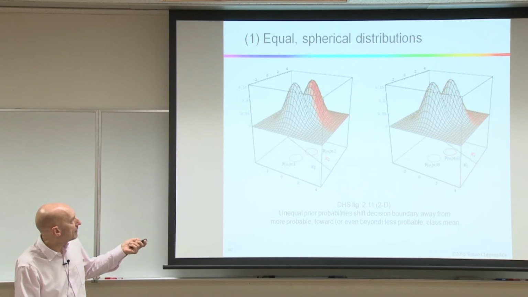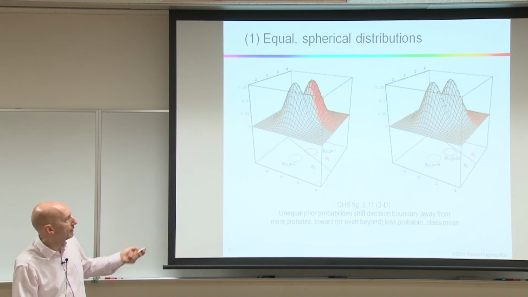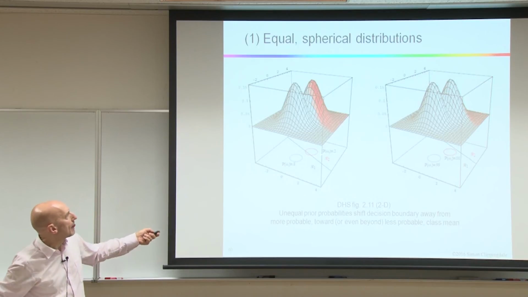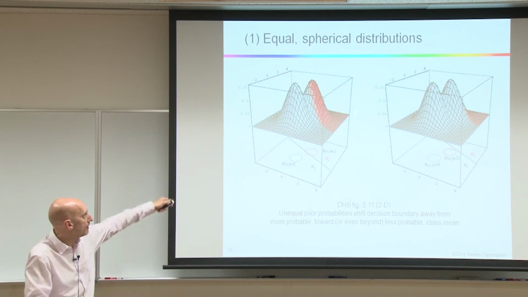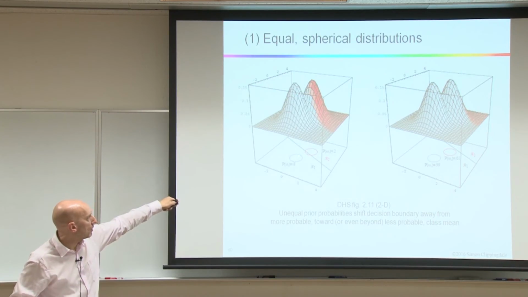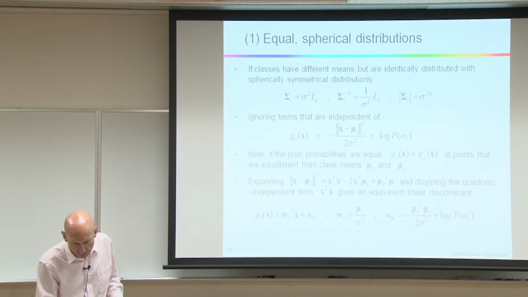The prior, in this case, you might think, well, that line looks like it's shifted over there. This is reflecting the fact that in this example, the prior probability of class 1 is bigger than the prior probability of class 2. Is that right? Yeah, that's right. It shifts the boundary away from class 1 in the direction of class 2. We'll just go back to this bit.